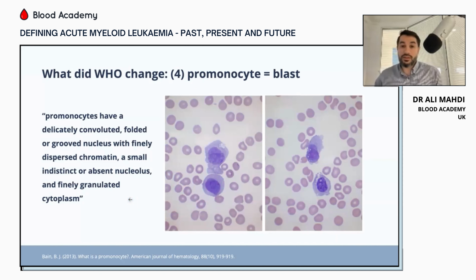Pro-monocytes are important to distinguish from mature monocytes, and in my personal opinion, the best thing to distinguish them is that indentation or convolution of the nucleus, possibly the presence of the nucleoli, and the open nature of the chromatin as well. So the WHO is trying to make our life a little bit easier in terms of defining what a blast is with regards to conditions such as chronic myelomonocytic leukemia and monoblastic leukemia as well.